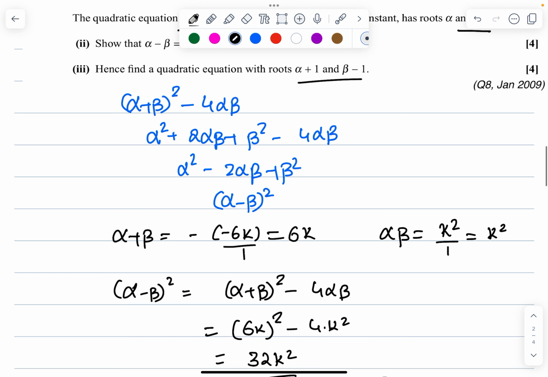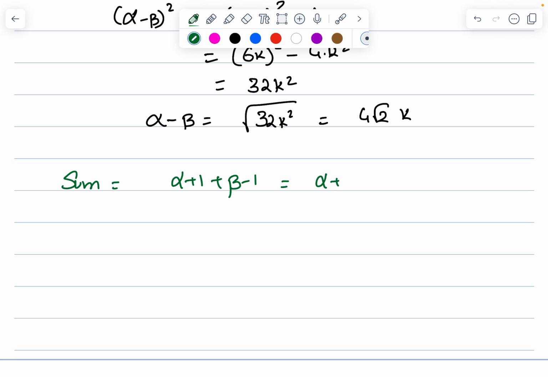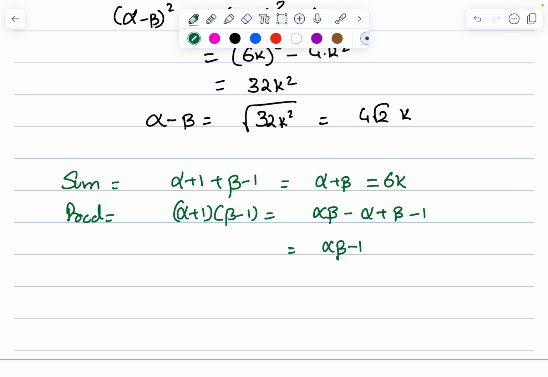Find a quadratic equation whose roots are alpha plus 1 and beta minus 1. So first I am going to find the sum of the roots, which is alpha plus 1 plus beta minus 1, which is alpha plus beta, which is 6k. Then I am going to find the product of the roots, which is alpha plus 1 times beta minus 1. Expand it out, you get alpha beta minus alpha plus beta minus 1. So which is alpha beta minus 1 minus common alpha minus beta, which is k square minus 1 minus 4 square root 2k.